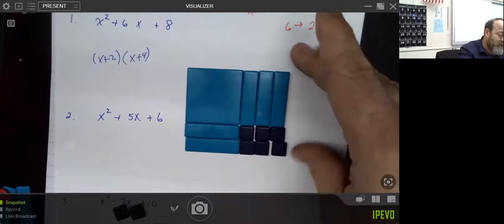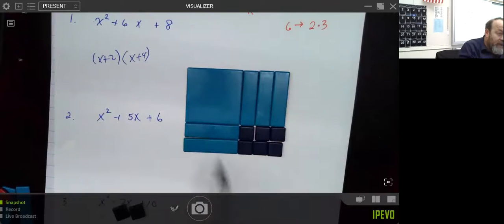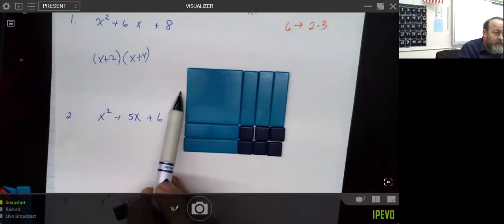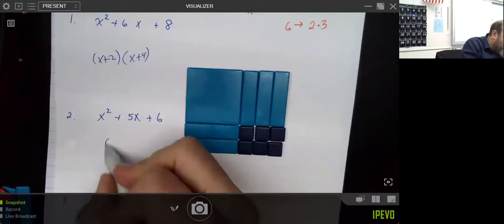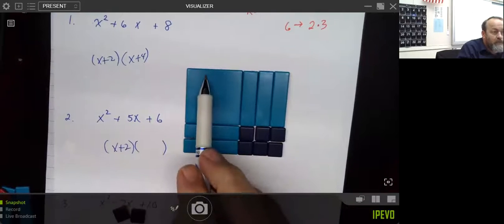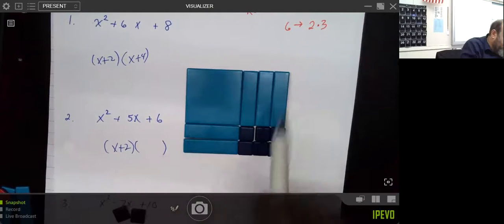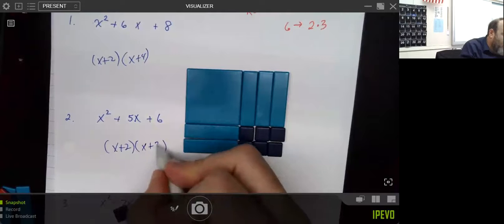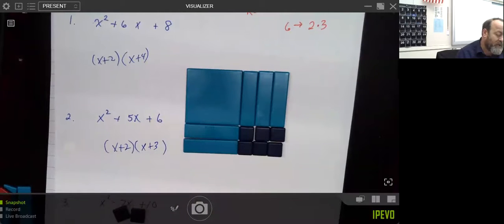So notice that when I did this, my height is x plus 1, 2. That's x plus 2. And my width is x plus 1, 2, 3. That's x plus 3. Now, keep in mind, somebody else might have said, oh, I did it a little bit different.